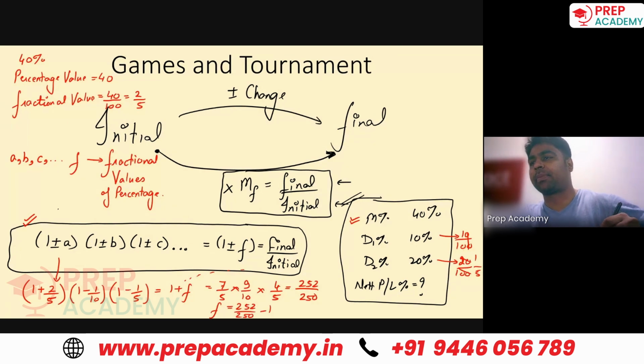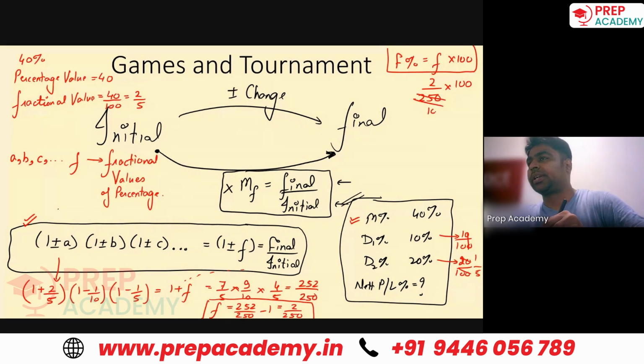You have to take minus on this side. So that would be 252 minus 250, that would be 2 upon 250, right? So my final change is this much. But what is capital F percentage? It would be small f into 100. So the fractional value is 2 upon 250 into 100. Now 25 tens are, 25 fours are. So 4 into 2, 8 upon 10, or 0.8 is your answer.